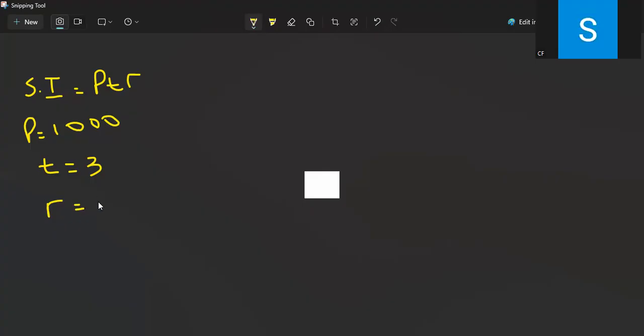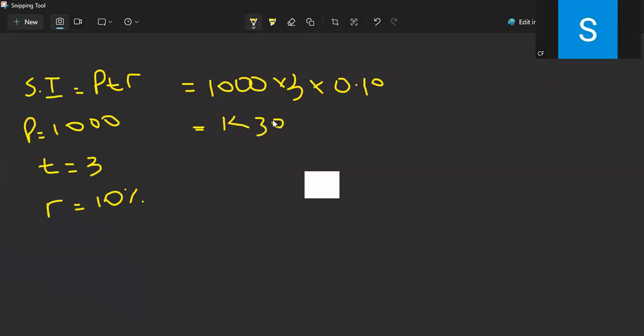What is our simple interest? We're coming from our grade 12. So the simple interest in this case is PTR. We have 1,000 times the time, which is 3 years, times the interest rate, which is 10%, which is 0.10. So our simple interest in this case will be how much? 300 kwacha. This is not the future value we have.